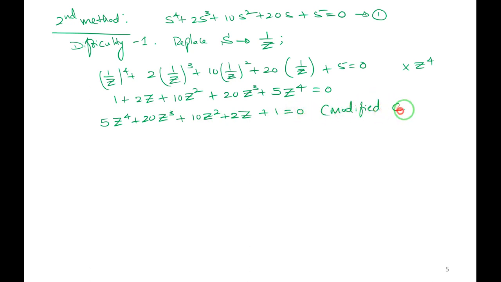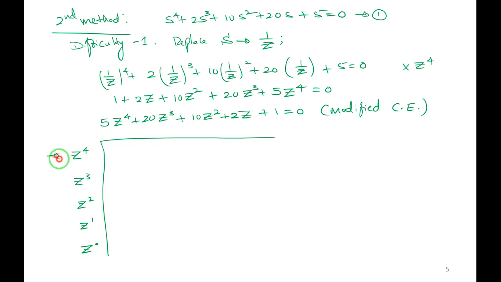Modified characteristic equation. Now form the Routh table for this. All the powers of z are present: z power 4, z cube, z square, z to the power of 1, and z to the power 0, and all the coefficients are positive here. The system may be stable, but I will not say it is stable. Form the Routh array.